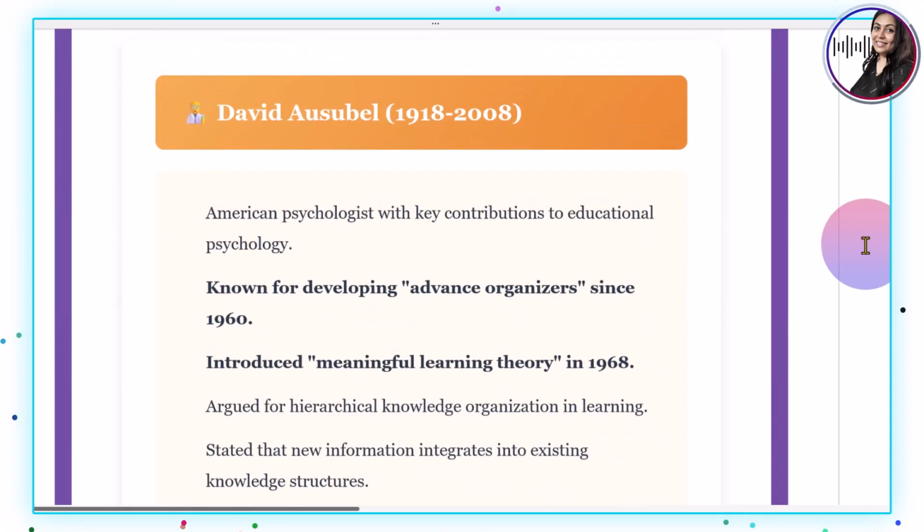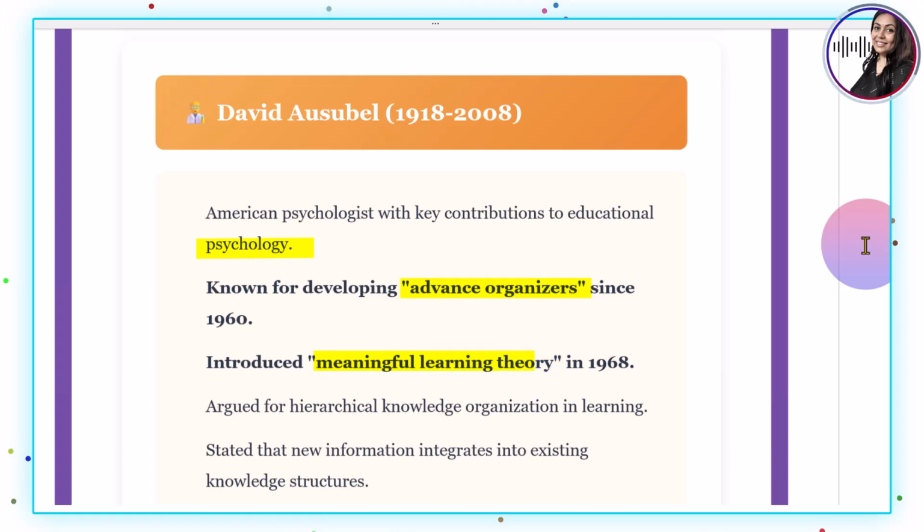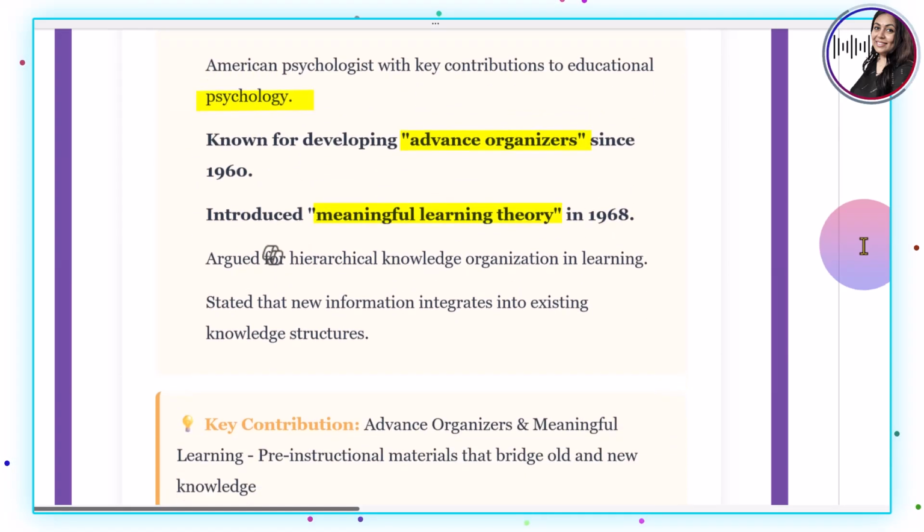Lastly, David Ausubel made significant contributions to educational psychology through his meaningful learning theory. He introduced the concept of advanced organizers, which help learners integrate new information into existing cognitive structures. Ausubel emphasized that learning becomes meaningful when new knowledge is logically connected to what the learner already knows, supporting a hierarchical organization of concepts.